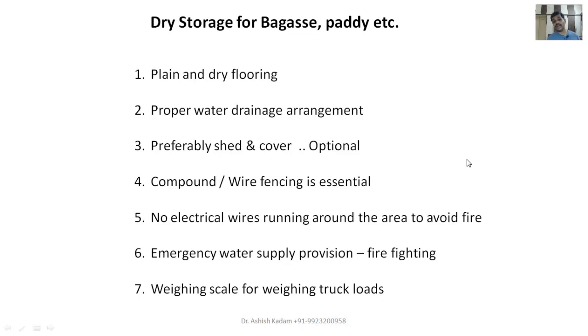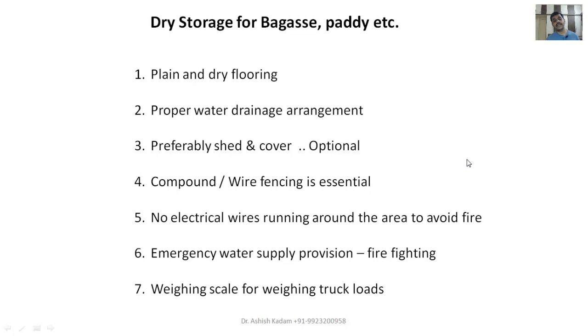If you have the right firefighting system, then we can immediately extinguish the fire and save our investment and our materials. Seventh is the weighing scale for weighing the truckload. We have seen that we require 50-55 metric tons of material for each load depending on your cropping area. So we should have the weighing scale machine very close to your farm.